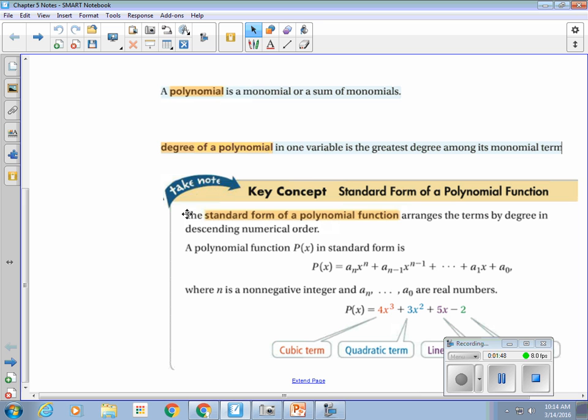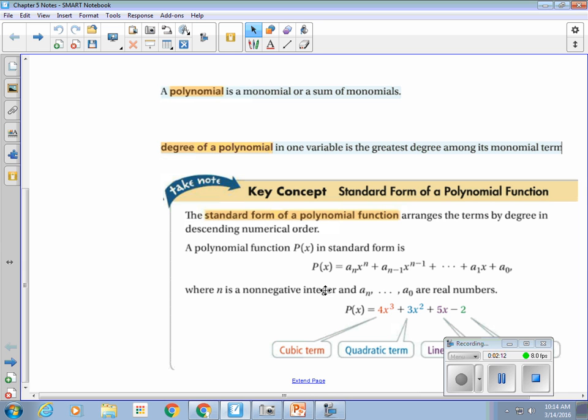All right, so all these wonderful terms. For standard form of a polynomial, you'd arrange your terms by degree in descending numerical order. So if a 5th degree is your highest, you go from the 5th degree to the one below that degree to the one below that degree, etc., etc.